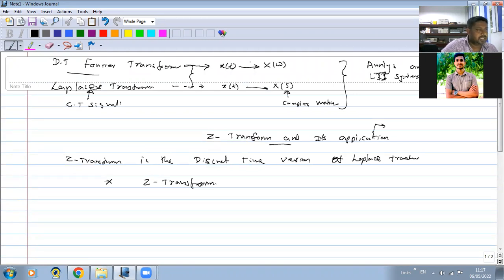Okay, so you can see that the Fourier transform we are using for continuous time as well as discrete time signals also. But Laplace transform we are using only for continuous time signal. This is continuous time and this is discrete time signal. And Z transform is strictly used for discrete time signal.